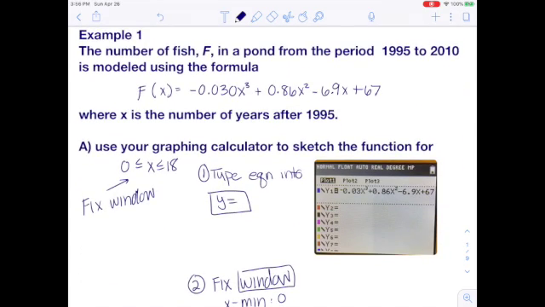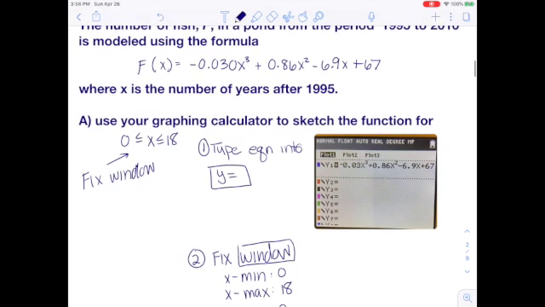For example 1, we have a fish problem. The number of fish, F, in a pond from the period of 1995 to 2010 is modeled by this formula. Now, we know x is the number of years after 1995. I'm going to show you how to use your graphing calculator to sketch this function.